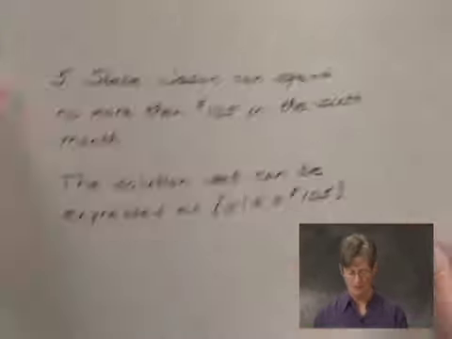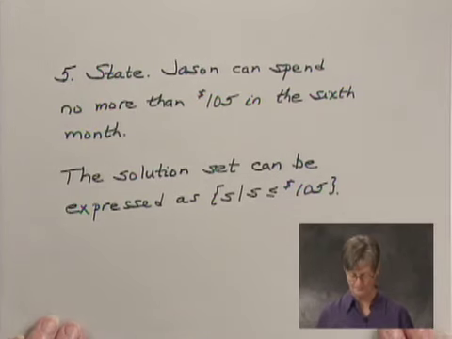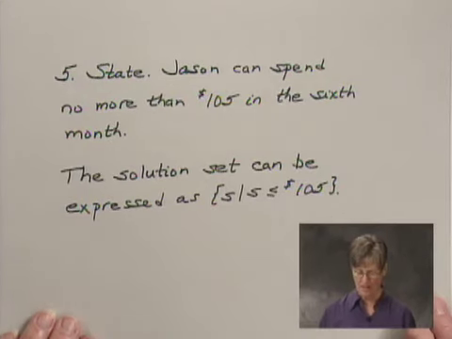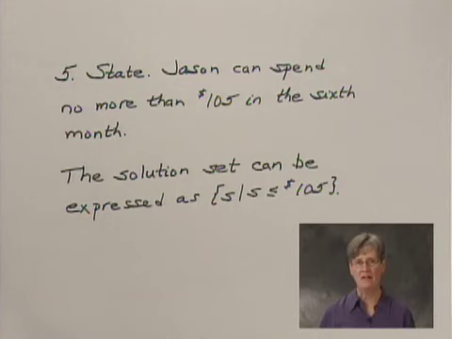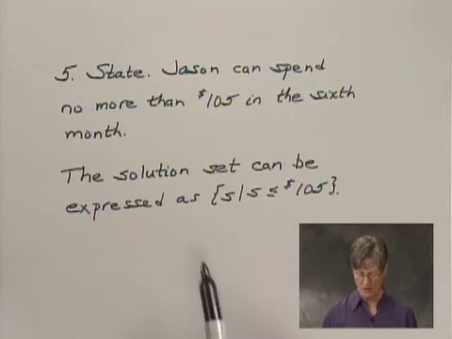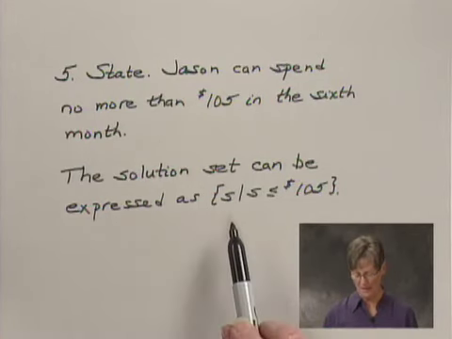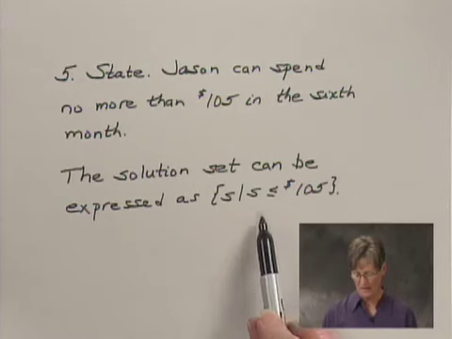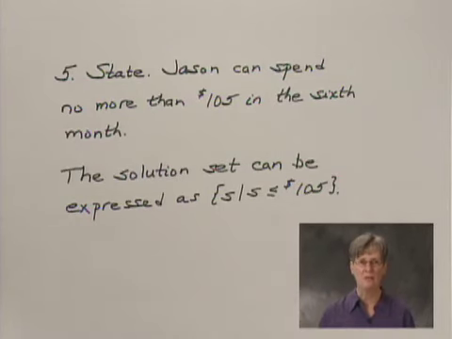We're ready to move on to the last step in the process, which is to state the result. We say Jason can spend no more than $105 in the 6th month. We could also write it in terms of a solution set as the set of all S such that S is less than or equal to $105.